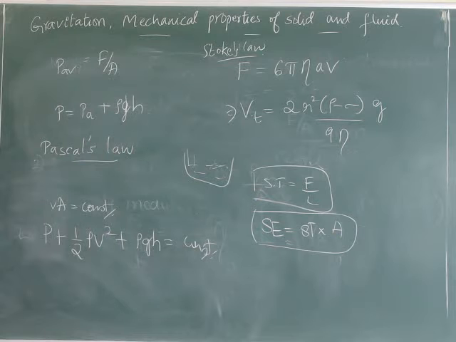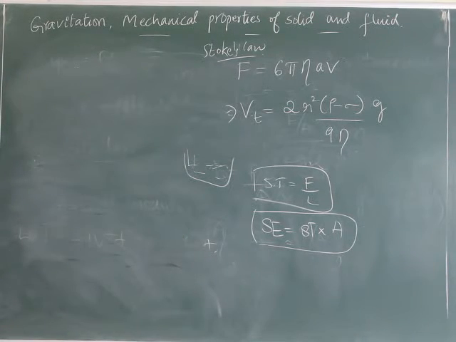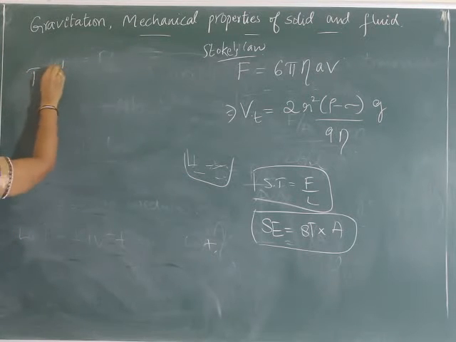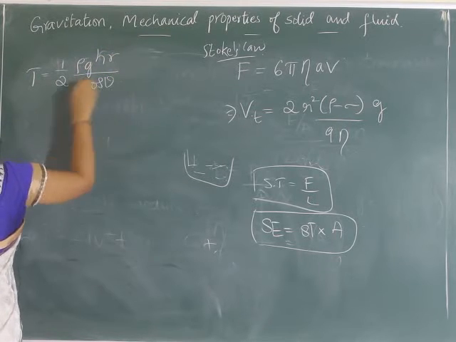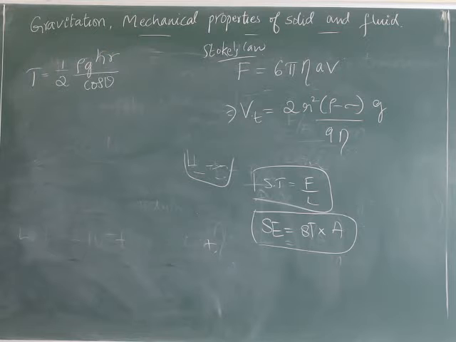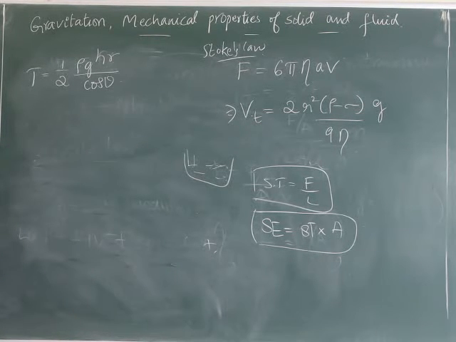Okay. The next is about the capillary tube. The tension of the liquid in a capillary tube. What is the expression for the tension? Tension in the capillary tube is T is equal to half rho g h r by cos theta, where rho is the density of the liquid, r is the radius of the capillary tube, g is acceleration due to gravity, h is the height raised in the capillary, and theta is the angle of contact. So T is equal to half rho g h r by cos theta. This is the expression for the tension of the liquid in a capillary tube.